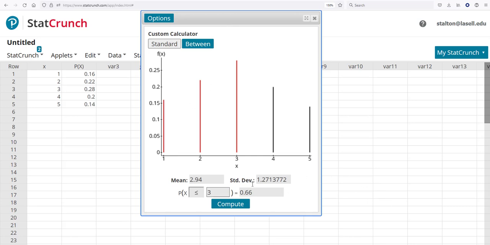Now, if they ask you what the variance is, so let's say you get a problem and you were able to calculate the mean and the standard deviation, but your homework assignment also asks you for your variance. What you can do is just take the standard deviation and square it, and then you'll get your variance. So this won't calculate the variance, but you can just use the standard deviation to get the variance.